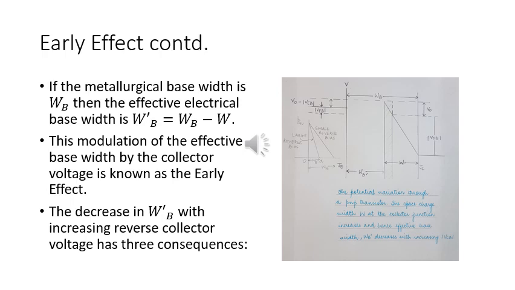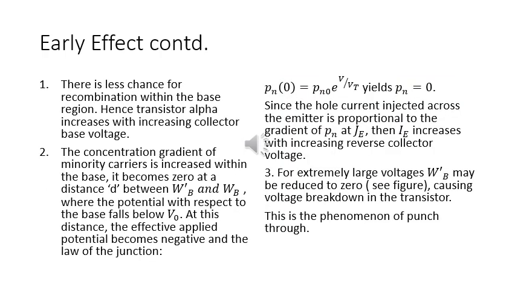This modulation of the effective base width by the collector voltage is known as the early effect. The decrease in WB' with increasing reverse collector voltage has three consequences. First, there is less chance for recombination within the base region. Hence, the transistor alpha increases with increasing collector base voltage. Second, the concentration gradient of minority carriers is increased within the base.